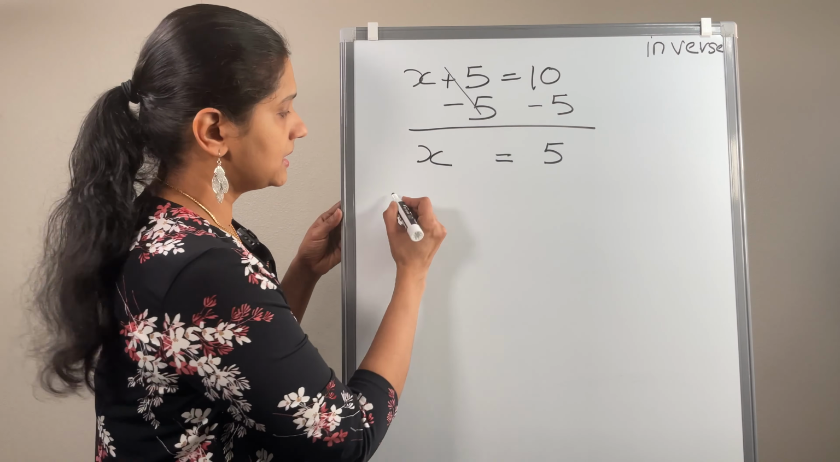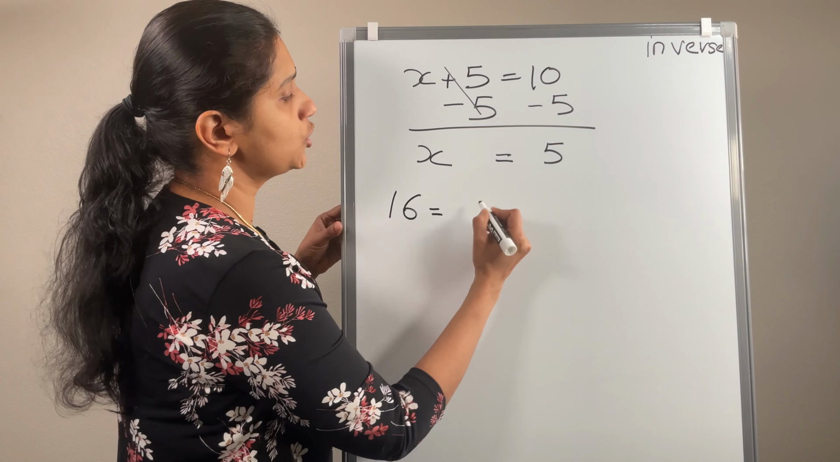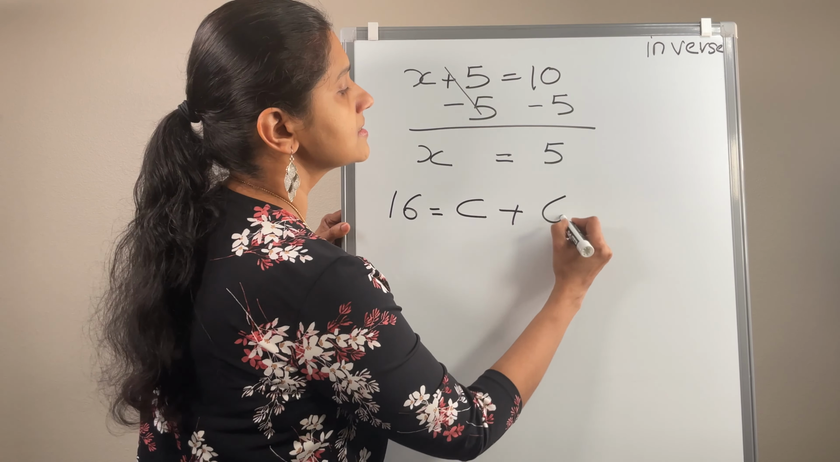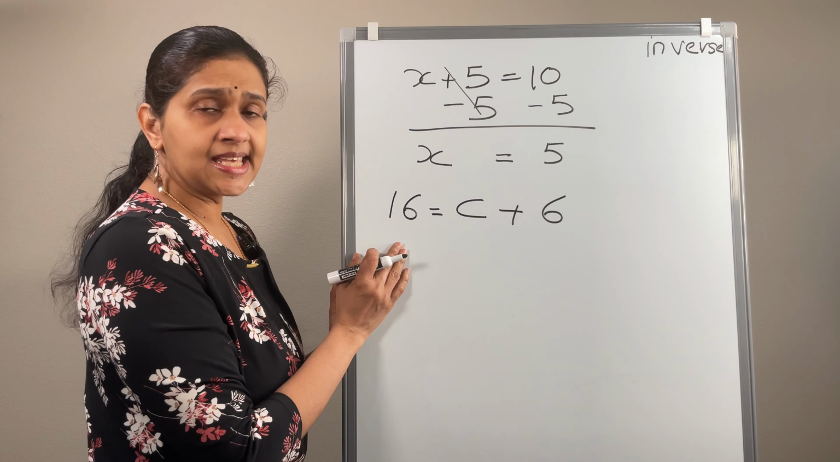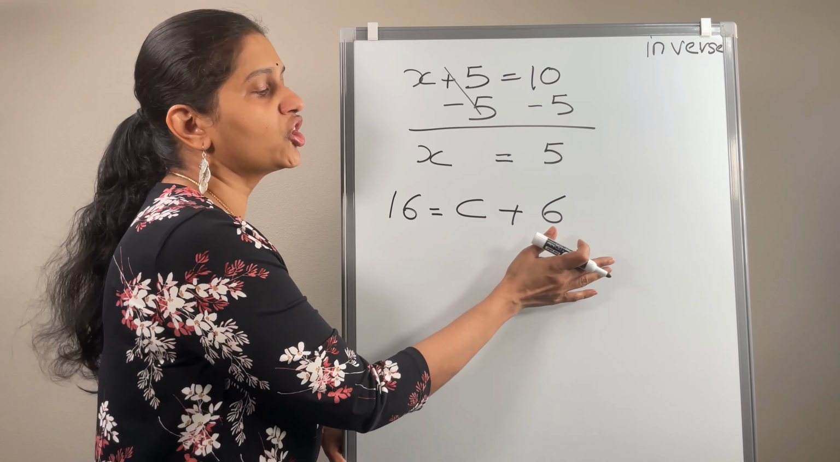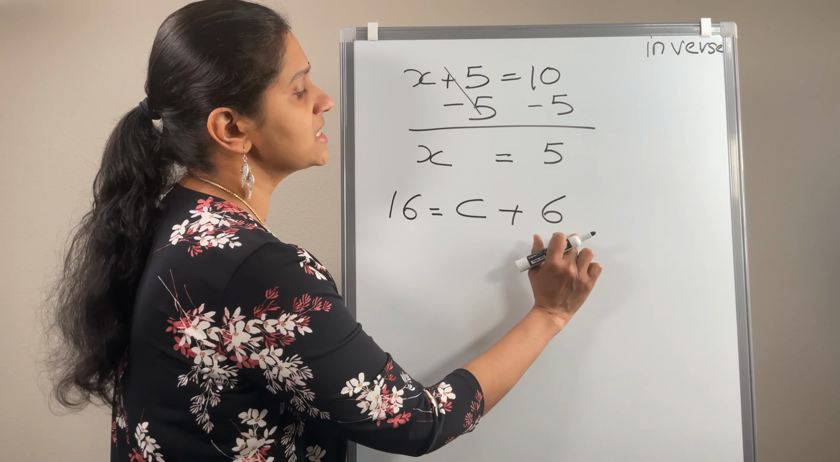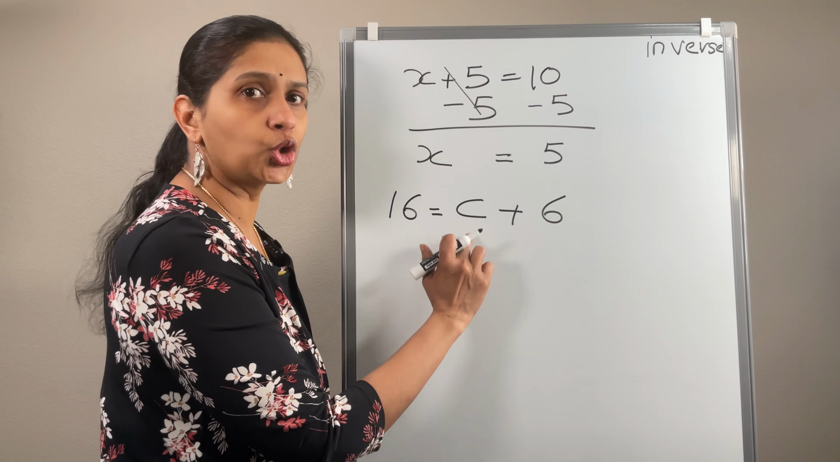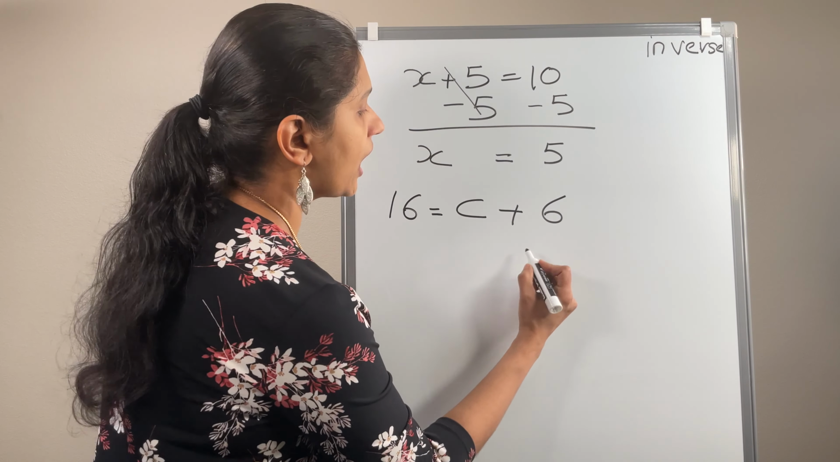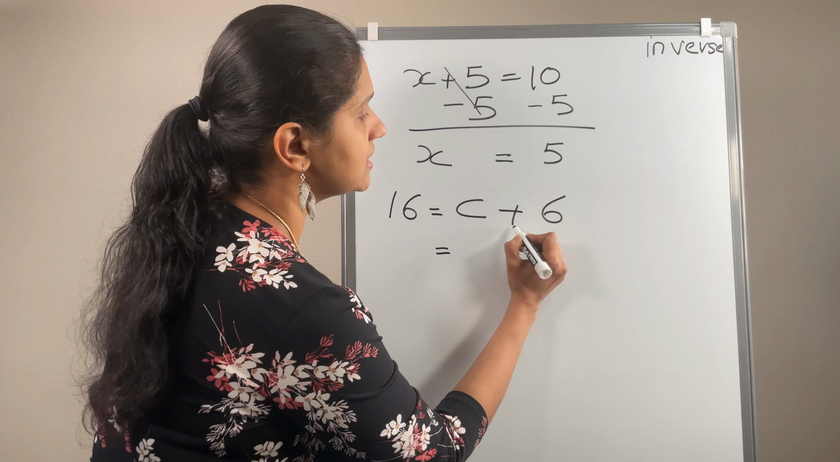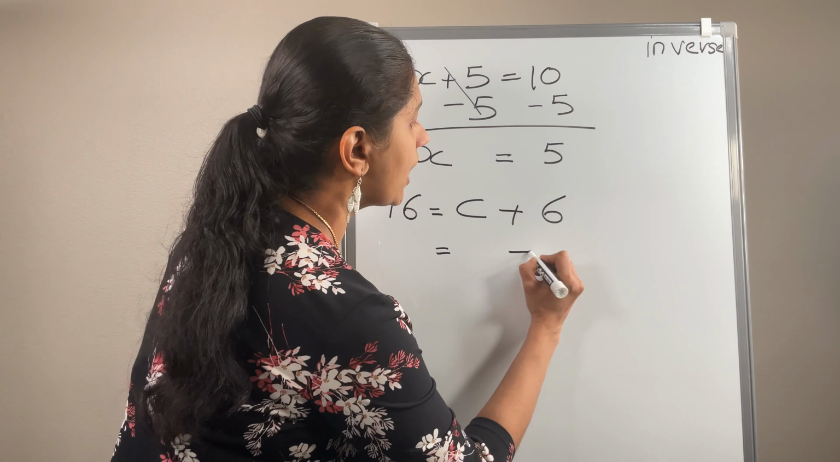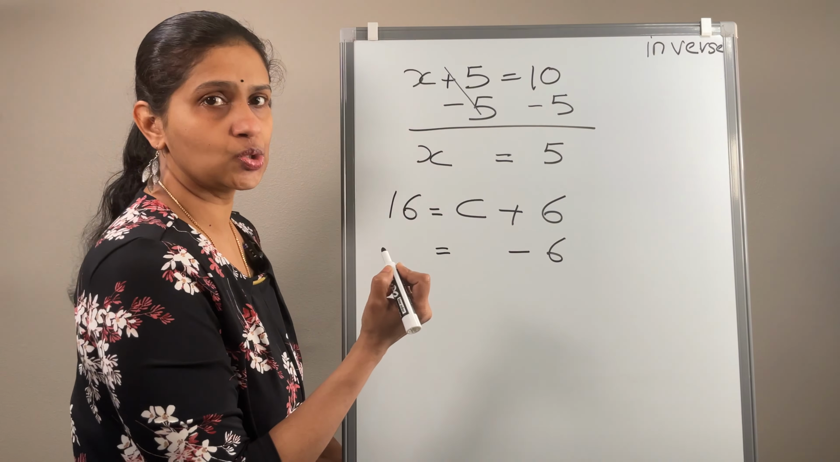Consider the example 16 equal to c plus 6. You can see in this case the variable is on the other side, the right side, and the positive 6 is near the variable c. So to isolate the c, you have to do the inverse operation, which means since it is positive 6, you have to simply subtract 6 from it.